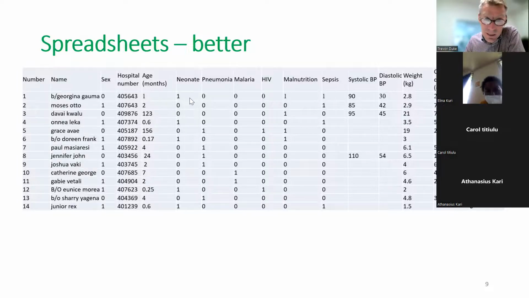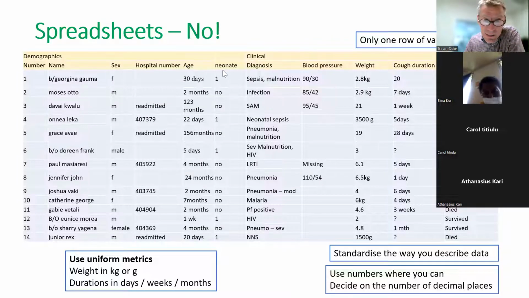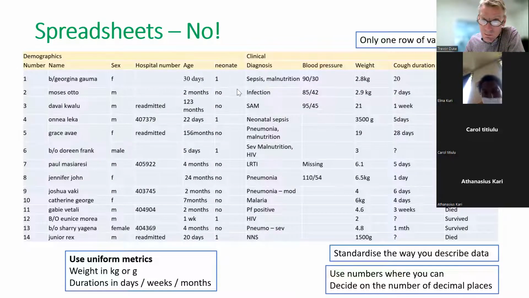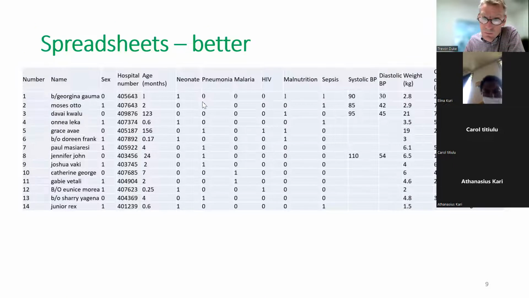Now here, in the last one, it said neonate 1, no, 1. It doesn't make sense. You just have to write it 1 or 0. 1 is yes, 0 is no. If you remember here, there were all these mixed up diagnoses, pneumonia, malnutrition, sometimes the pneumonia written in lots of different ways, or malaria. The only way to analyze that sort of data is to separate them out into separate columns. It sometimes means you've got a very long spreadsheet, but that's okay. At least you've got it in an analyzable form.